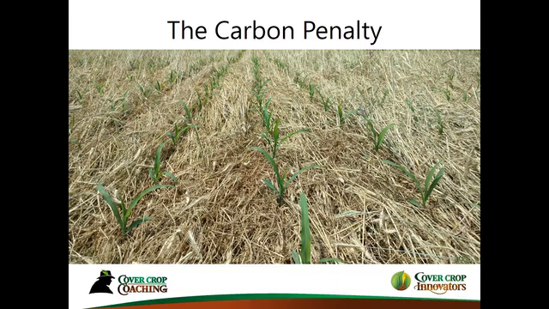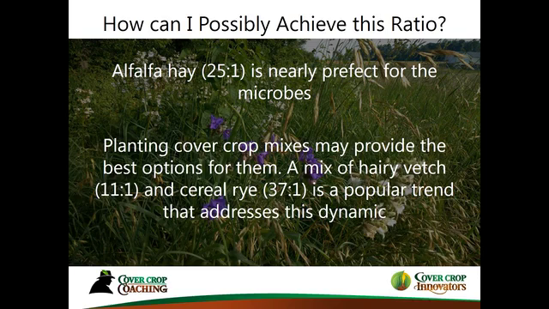So here's an example. Alfalfa hay is nearly perfect. It's at 25 to 1, and the microbes are around 24 to 1. We don't typically use alfalfa hay as a cover crop. It could be used. I've heard of people using some annual varieties of alfalfa already. But when we start thinking about planting cover crop mixes, when we mix in some legumes or a lower C to N ratio legume, then that may provide some of the best options for the microbes.